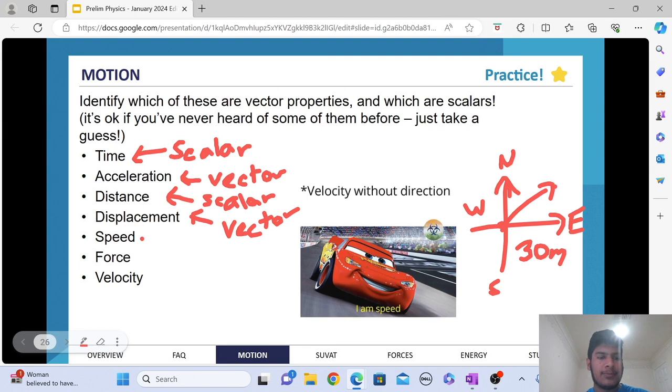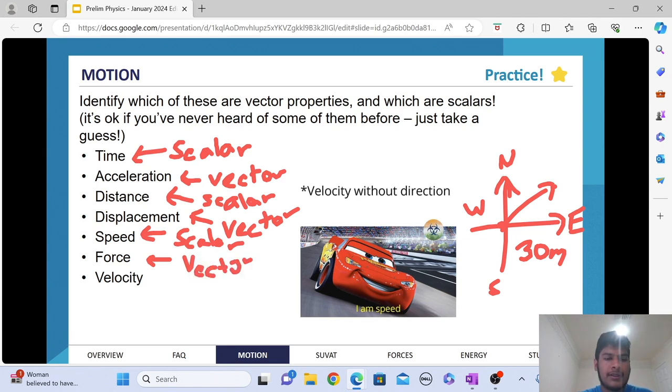Speed is pretty much what we talked about before. It's like saying 10 meters per second or 5 meters per second or 30 kilometers per hour. It doesn't have a direction, so it's a scalar. Force, however, does have a direction, because not only does it have a magnitude, it also has a direction in which the force is applied. So you could say 10 newtons downwards, or 30 newtons to the right, or 30 newtons forwards. So that's a vector.